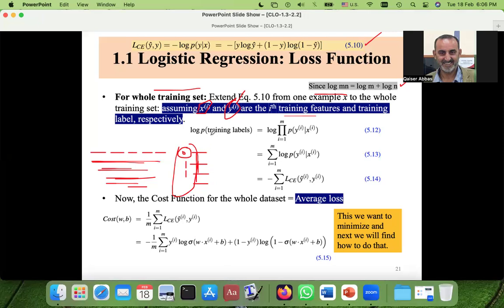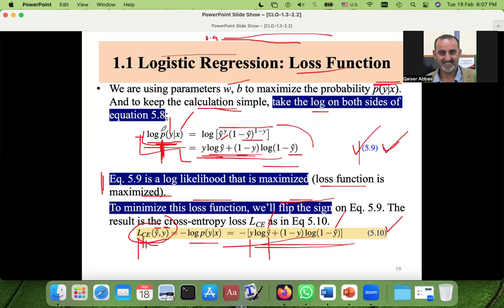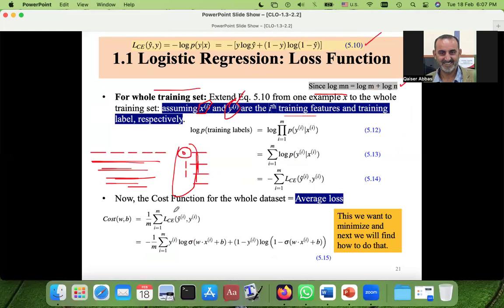Now, whatever my previous equation is, it is something like that, log of probability p(y given x), and this equation. So I am using that information. If I want to calculate the probability for the whole training labels, training labels meaning all the y's, y given x, y1 given x1, y2 given x2, y3 given x3, y4 given x4, and so on.